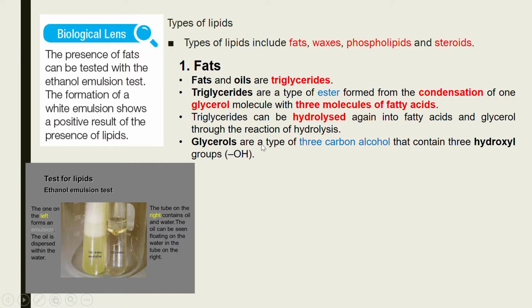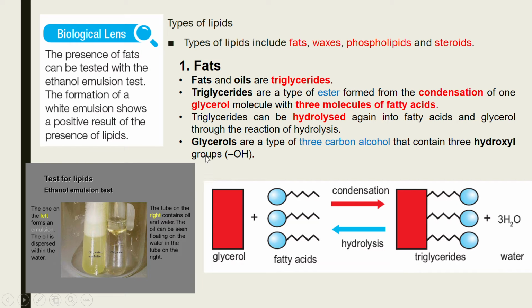Glycerol is a type of 3-carbon alcohol that contains three hydroxyl groups. So this is one molecule of glycerol with three molecules of fatty acid. Looking at the arrow, this builds up the triglyceride, the type of ester, and three water molecules are removed in this process of condensation.